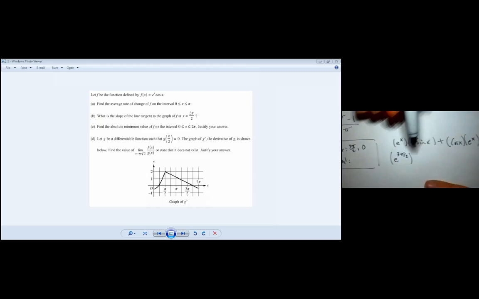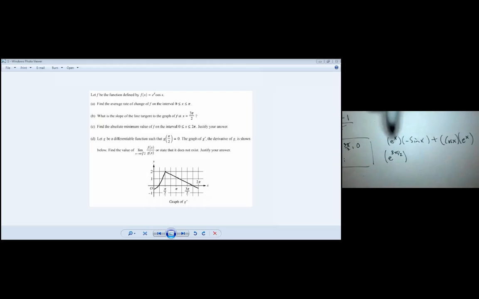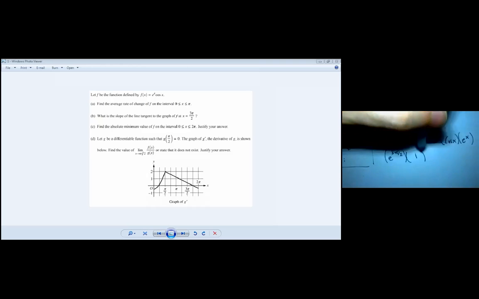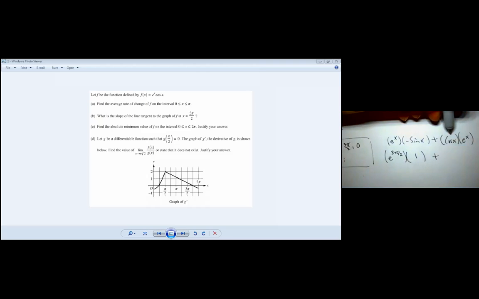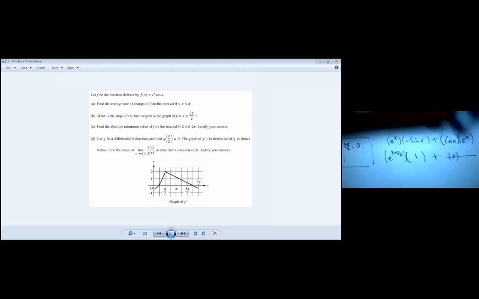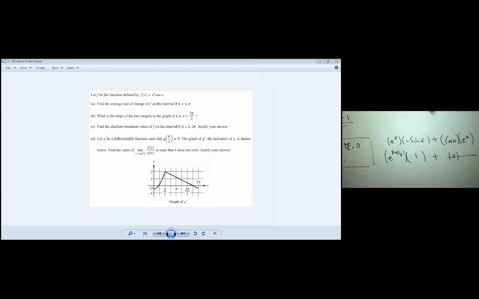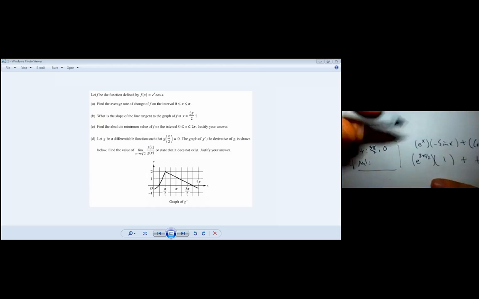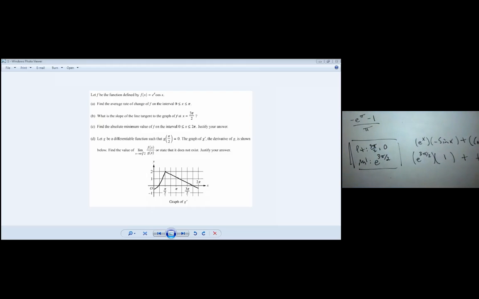All right, let's plug in and see what we got. So that's e to the 3 pi over 2. Sine of 3 pi over 2 is negative 1, but the negative makes that a positive. Cosine of 3 pi over 2, that's going to be 0. Doesn't even matter anymore, 0 times anything is 0. So I would agree that we've got e raised to the 3 pi over 2. And it did not ask us for the equation of the tangent line, just wanted the slope of the tangent line.